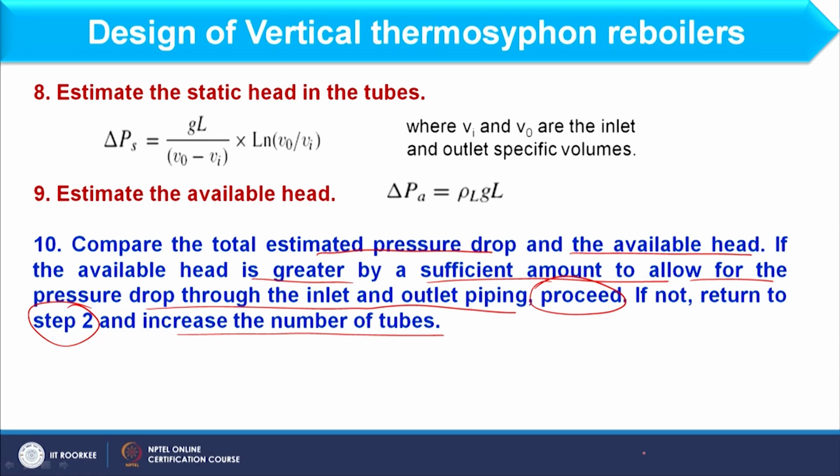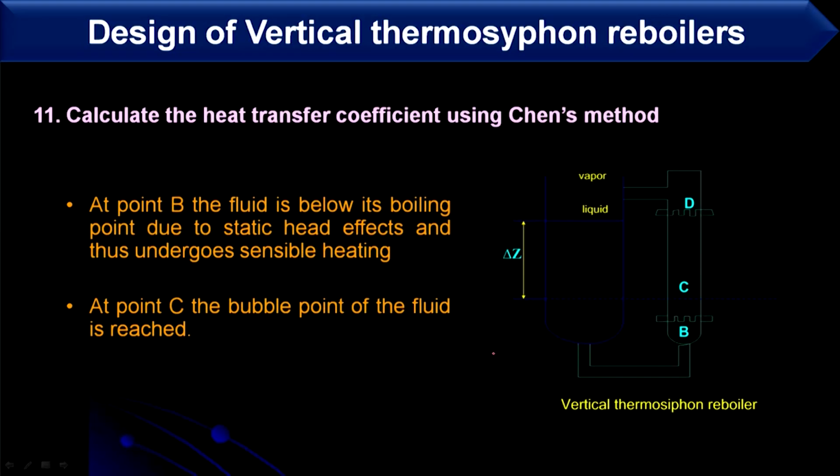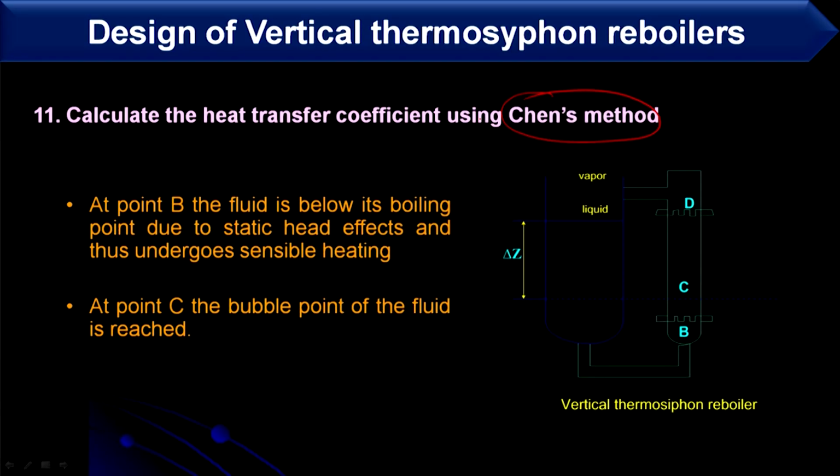Okay. However, if you want to change the available head, you cannot do anything, because the density of the fluid is constant, G is constant and length is also constant. Whatever you can change is only the frictional head, and that can be affected by the number of tubes. So, in this way, first of all you have to maintain the recirculation ratio, and then we proceed for the calculation of the heat transfer coefficient. As far as the heat transfer coefficient is concerned, we find it through Chen's method.